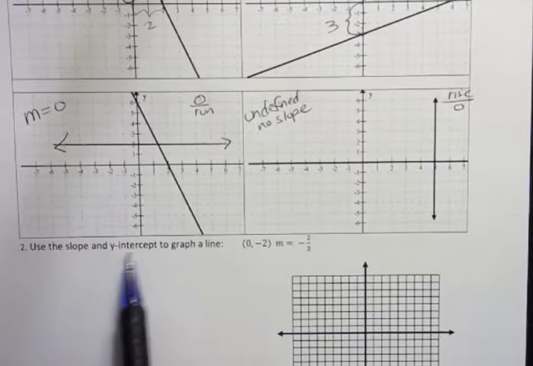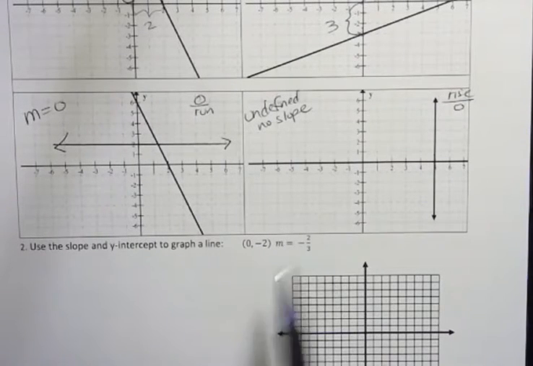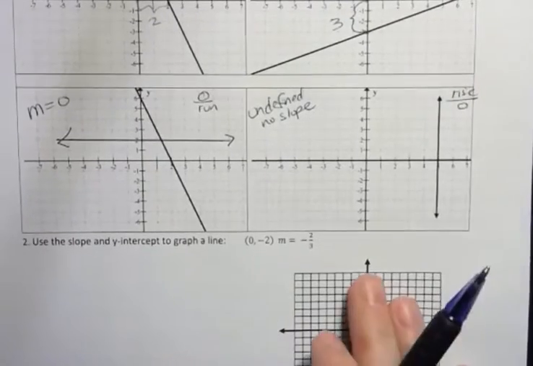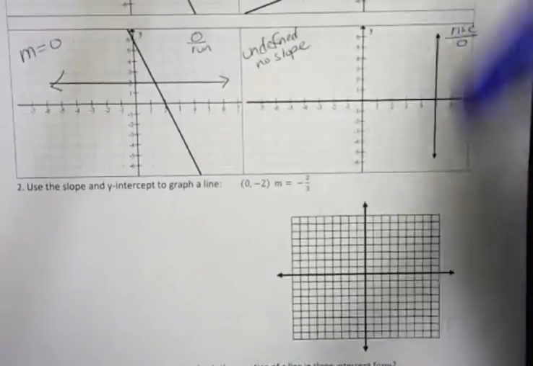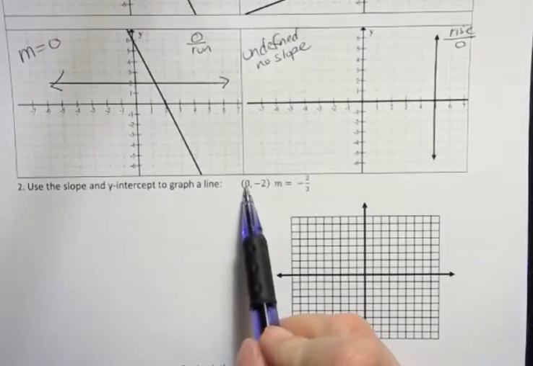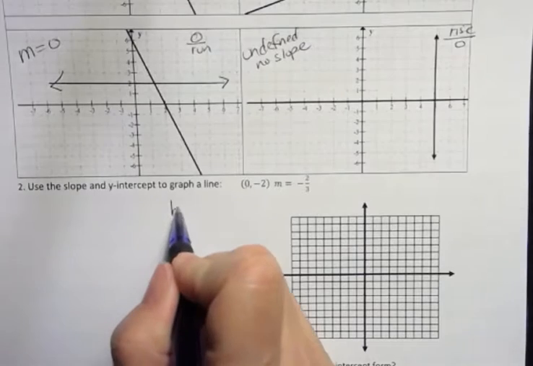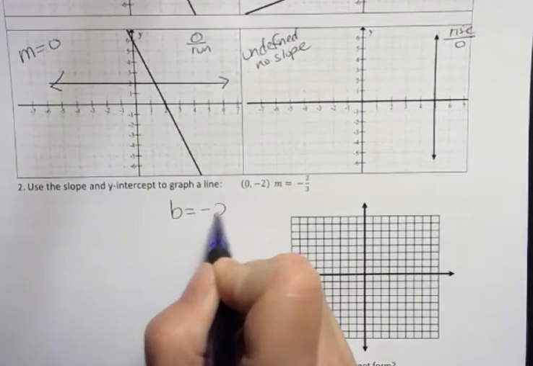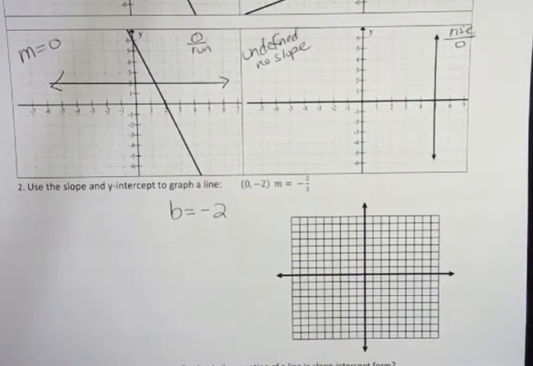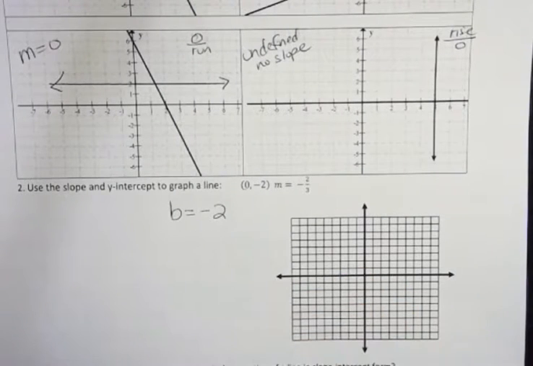All right, use the slope and y-intercept to graph a line. This is the y-intercept. I know it is because if I have 0 for x, I didn't go left or right, so I'm stuck on the y-axis. Remember, the y-intercept is b, so another way to write that is b is -2, but I can also write it as an ordered pair, (0, -2).